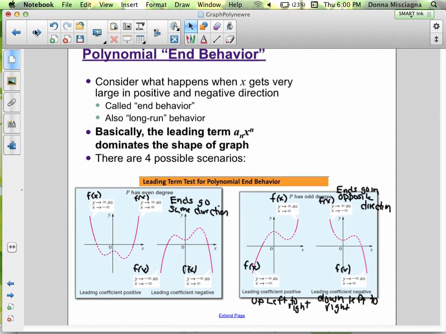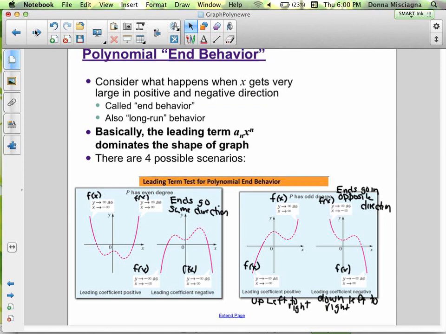So a reminder of polynomial end behavior. We're considering what happens when x gets very large in positive and negative directions. I generally call it end behavior, though it can be called long run behavior. The term that determines it is your leading term, right? And the leading term is the one with the largest exponent. We have 4 possible scenarios.